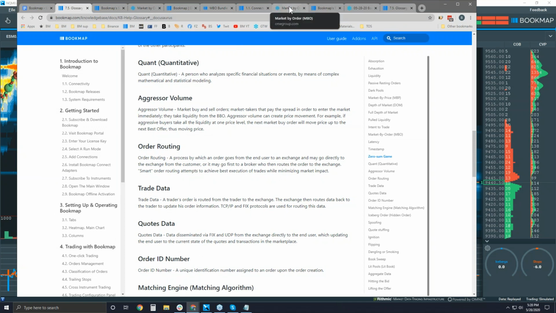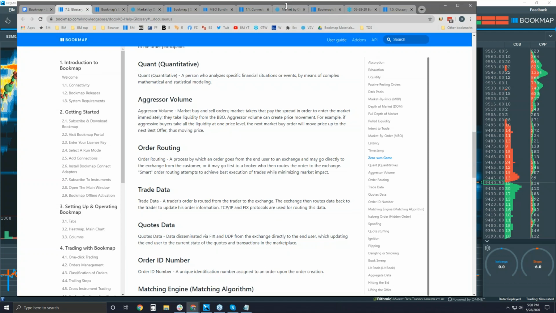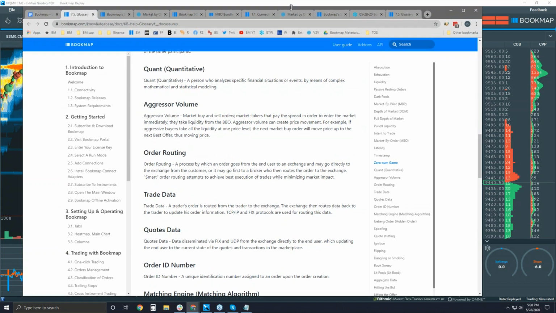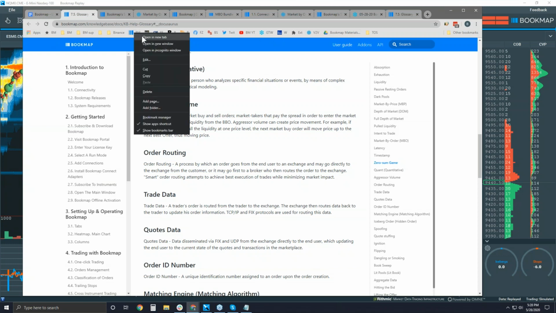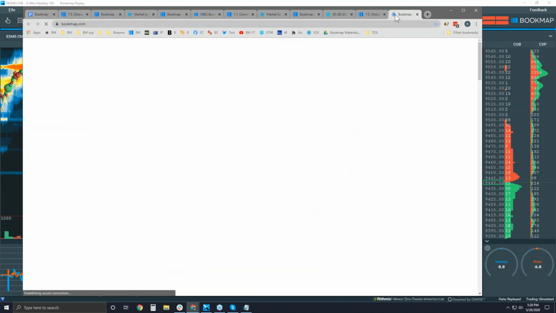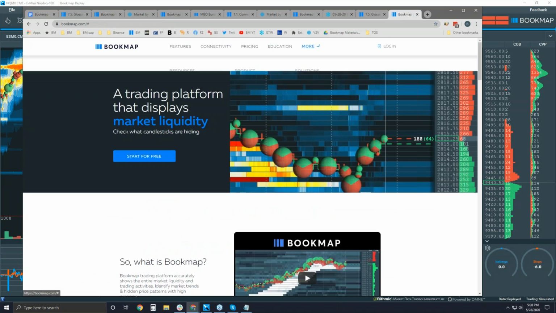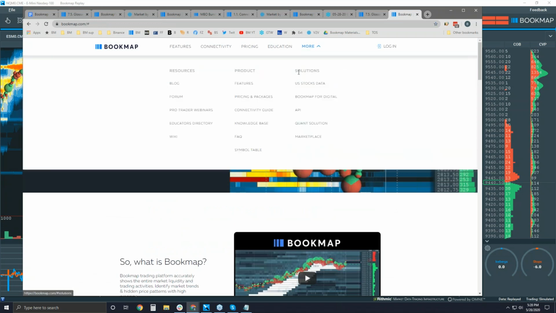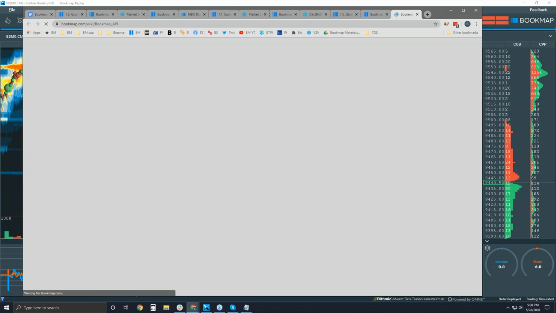What coding language integrates the easiest? C, C++, Python? Yeah, the API in Bookmap is Java based. I can show you where to find information on that if you go to bookmap.com. Click on the More button here. It opens up resources, product, and solutions. Under solutions, here's API. Click on that. There's a quant version down here, or solution. Here's our marketplace. We'll click on API.